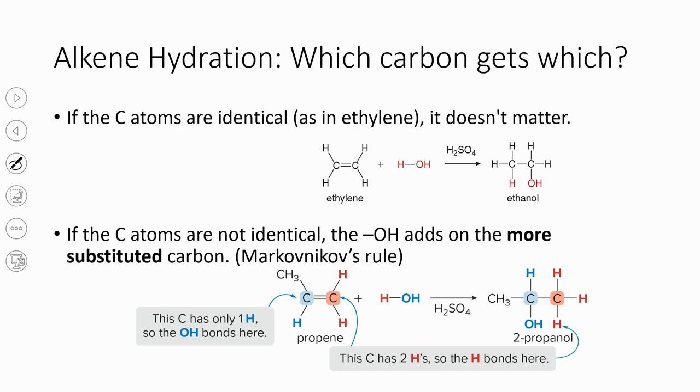Usually in organic chemistry, there's a major product, and then there might be some minor product. When we're doing our homework, we're looking for the major product that follows this rule. This is called Markovnikov's rule. So the OH, again, is going to add to the more substituted carbon if they're not identical. Okay, does that make sense? Okay, hopefully that makes sense.